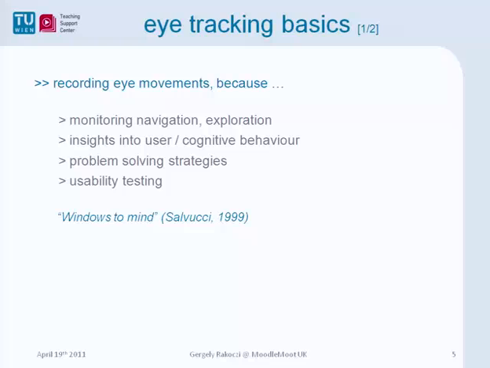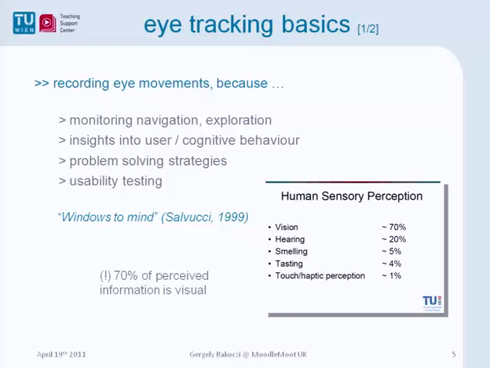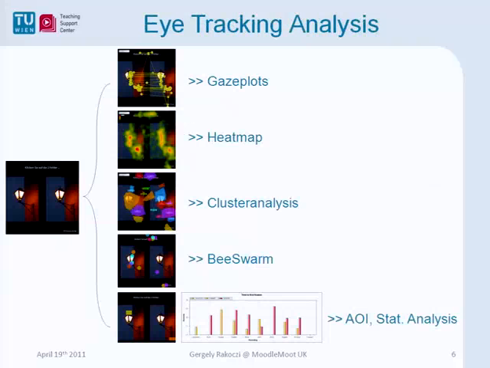Usability testing is a big point, and once Salvucci said eye tracking is sort of a window to the mind, so it helps a lot. One slide from Professor Kaufmann of Vienna University of Technology is quite interesting for eye tracking, because here we can see the human sensory perception, all the data and the influences that we are facing, and 70% of them is visual. So it's quite a good way if you use eye tracking to find out the majority of the influences that are of relevance.